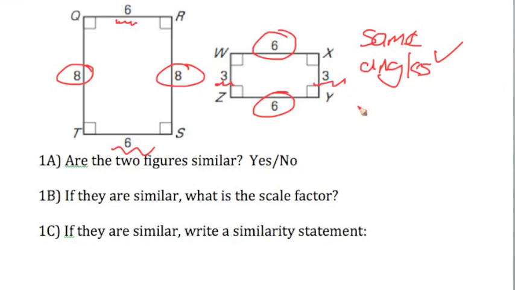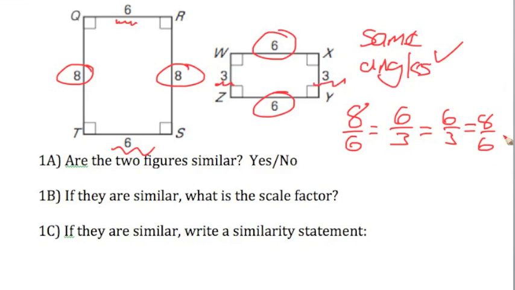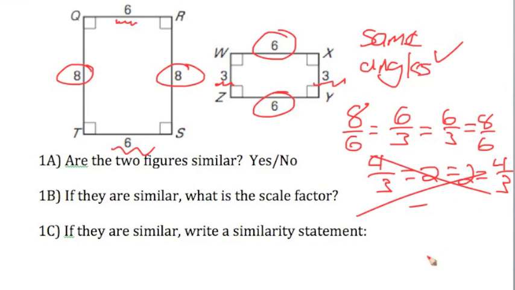So if we divide those, 8 over 6 has to be the same thing as 6 over 3. If we divide all of the corresponding sides, do we get the exact same number every single time? And you'll notice 8 over 6 is 4/3. And that does not match up with 6/3, which is 2. They don't all match. So therefore, the two figures are not similar.